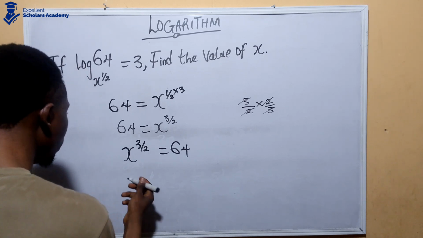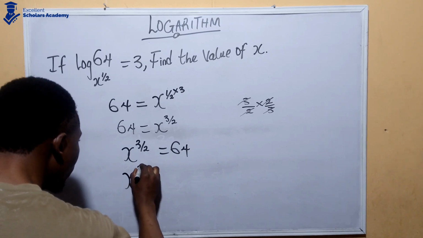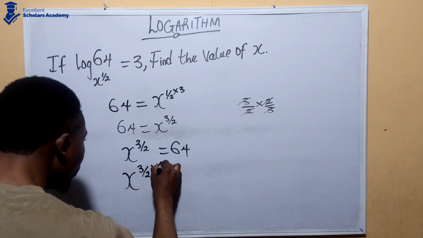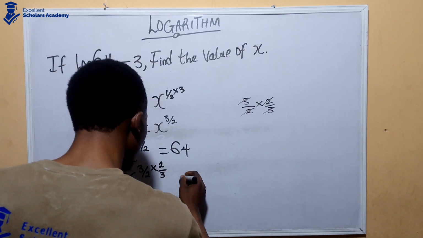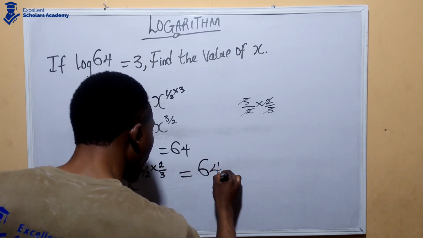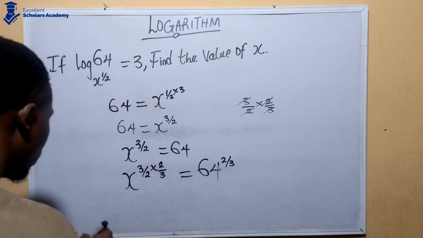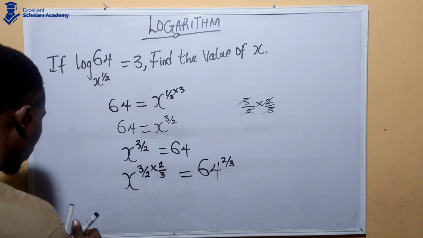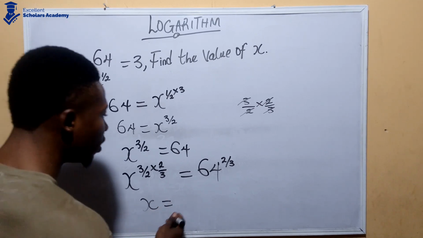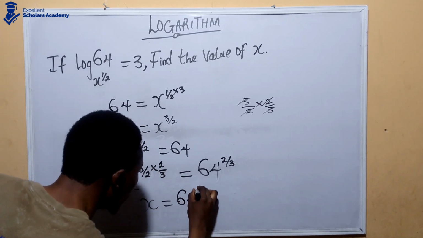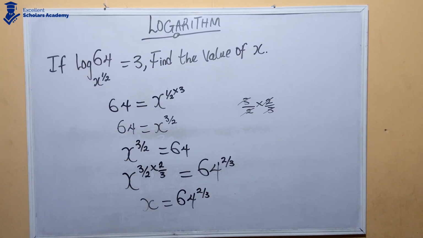So this becomes x to the power of what? 3 over 2 multiplied by 2 over 3. And then this also becomes 64 to the power of 2 over 3. That's multiplying both sides. So we know that this will be eliminated, and then we're left with x is equal to 64 to the power of 2 over 3. Right? 64 to the power of 2 over 3.